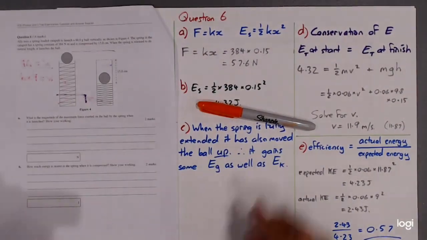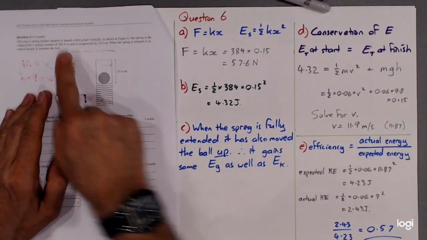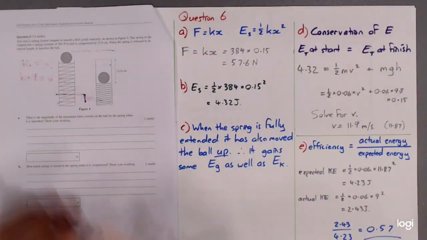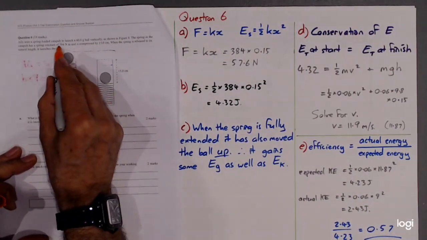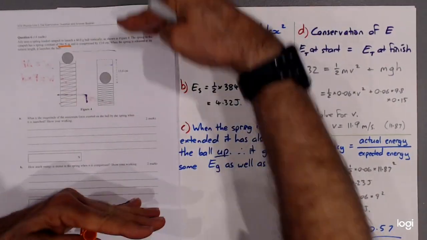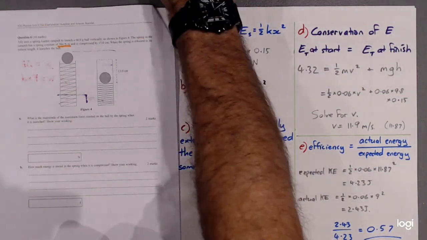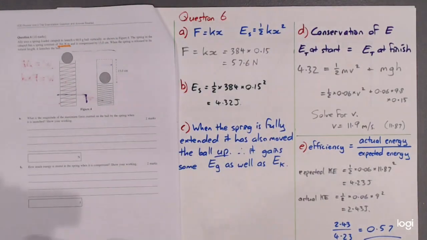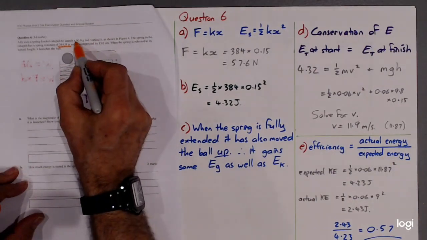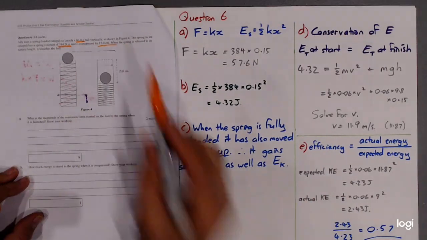All right, having said all that, how do you write that in 2 sentences? Because I've just said half a page. Here's what I would say. When the spring is fully extended, it has also moved the ball up, right? Therefore, it gains some gravitational potential energy as well as kinetic energy. That's probably enough. You might want to finish it off by saying, therefore, the velocity will be lower than 12 meters per second. That's just joining the last dot.